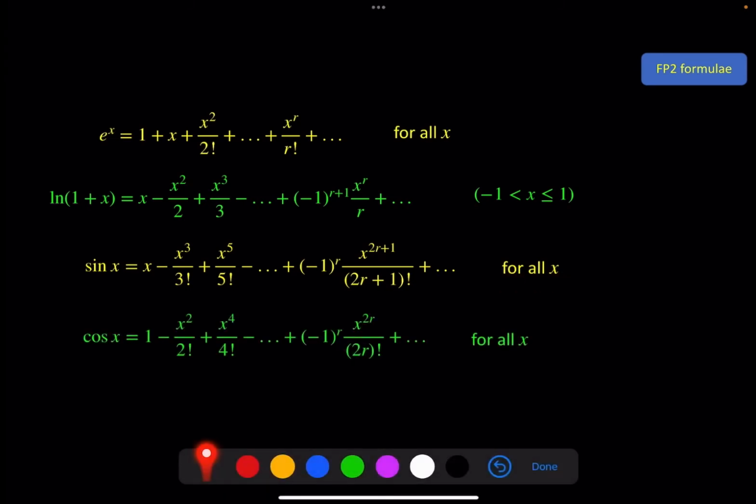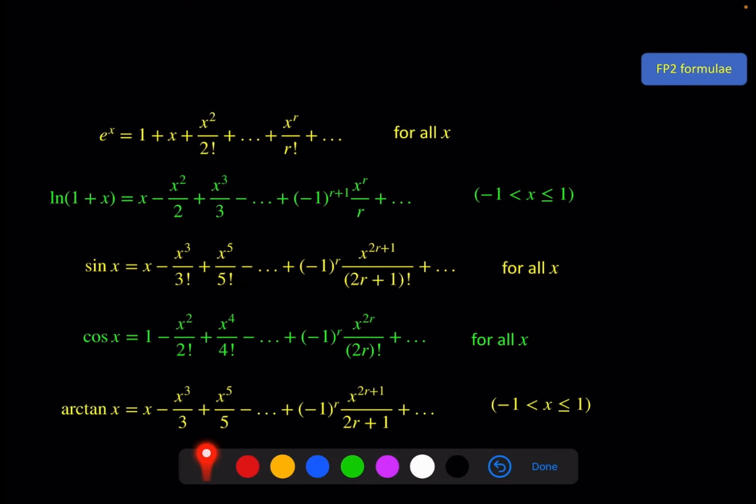Then cosine, which we didn't do in the previous video, is very similar. The general term, except for odd numbers changing to even numbers, is pretty much the same. So here we've got x squared over 2 factorial instead of x cubed over 3 factorial. And that also is true for all x. Finally, arctan or inverse tan is very similar to the sine function as well, except that instead of factorials, we've just got the numbers underneath here. And that's only true for minus 1 to 1 on your x values.